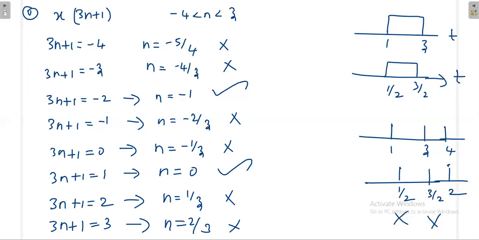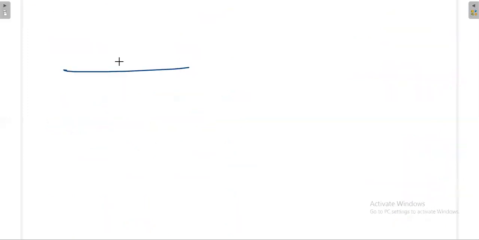If you do the mapping, then at minus 1 you will get 1 by 2, and at 0 you will get 1. So this is the answer for x of 3n plus 1. Then the next question.